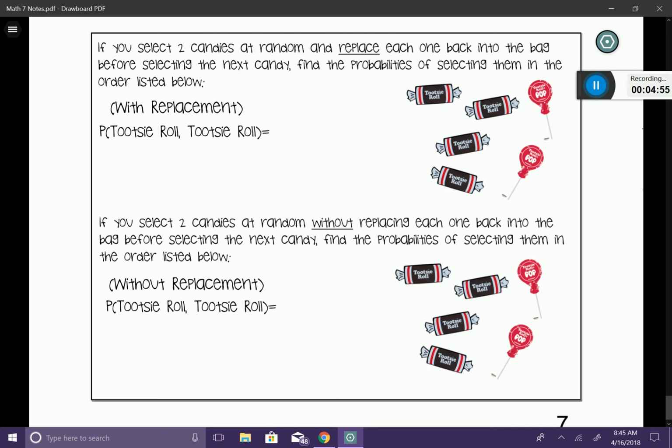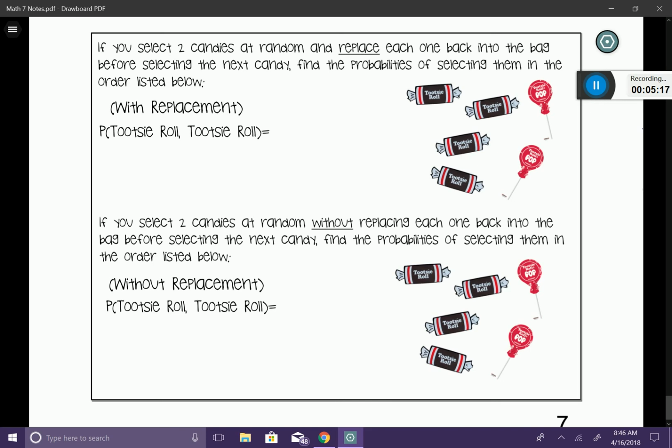Let's look at the first one. Let's say you select 2 candies at random and replace each one back into the bag before selecting the next candy. Find the probabilities of selecting them in the order listed below. We have 4 Tootsie Rolls and 2 Tootsie Pops, giving us a total of 6 candies.